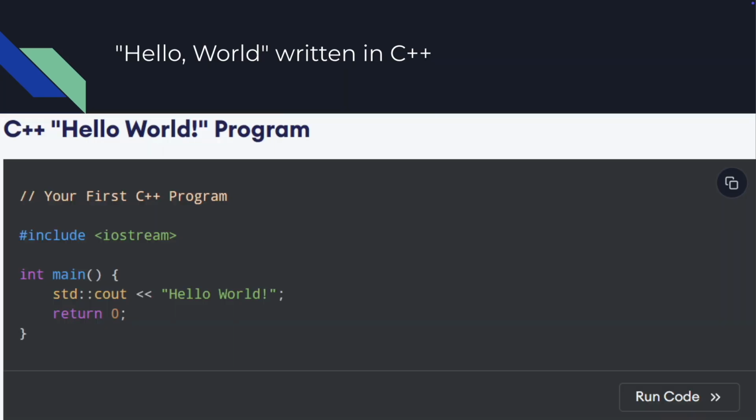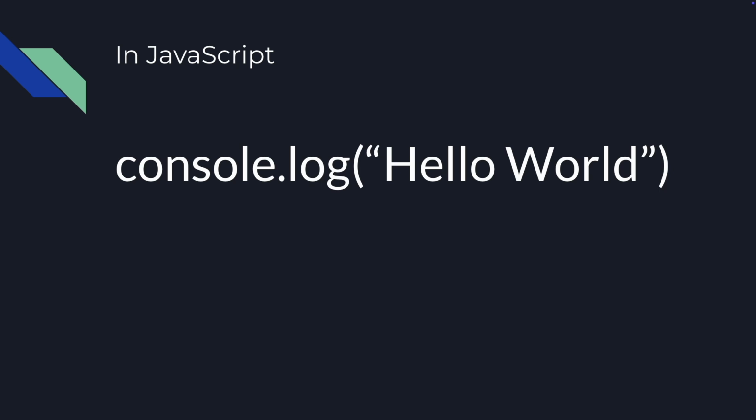So here is how you write hello world in C++. It's a lot better, a lot shorter, way briefer, which is great. And I've got good news for you. This is how you write it in JavaScript. It just says console.log, hello world. 1 line and you are done. And that is why we like JavaScript.